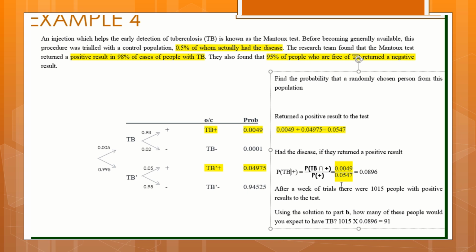So your formula, according to what we have learned, the top should be the intersection of these two, which will be 0.0049. That means they had TB and positive, and the bottom is the total of it being positive. We have calculated here. You divide it, you will get this answer. Okay, after a week of trials, there were 1015 people with positive results. Using the solution from here, how many of these would you expect to have TB? So you just take 1015 times the probability, round off to the nearest whole number, you'll get 91.